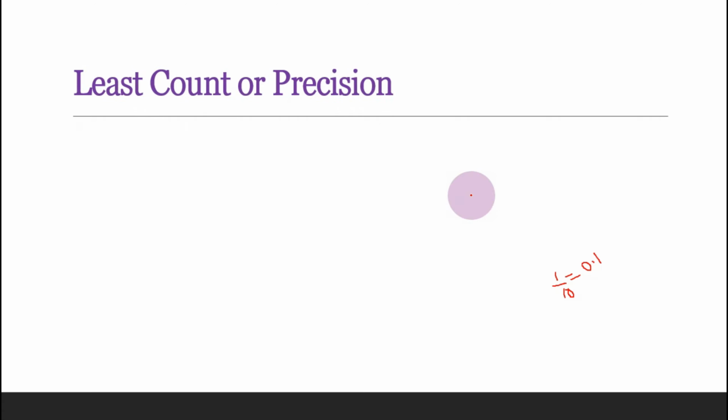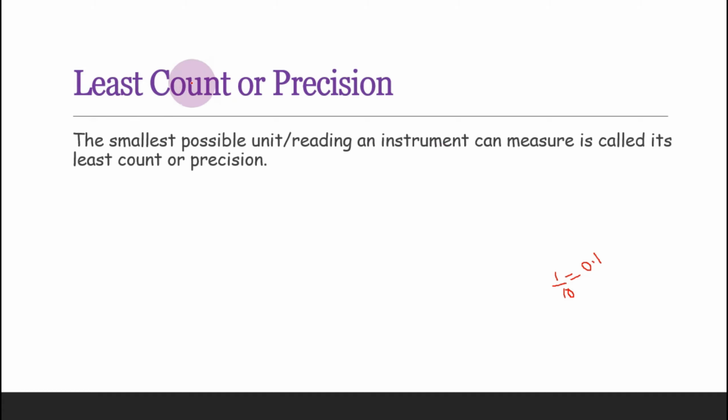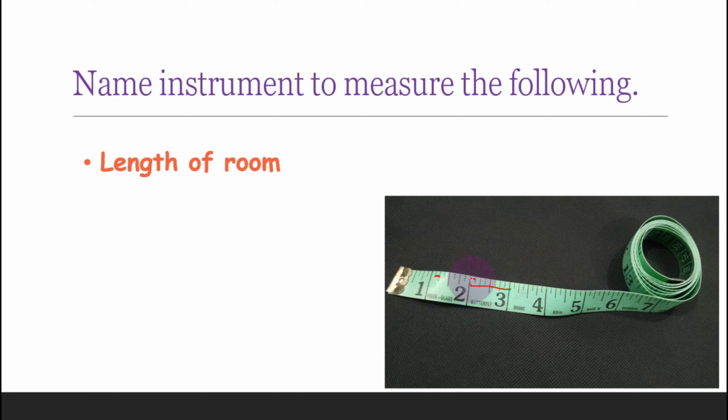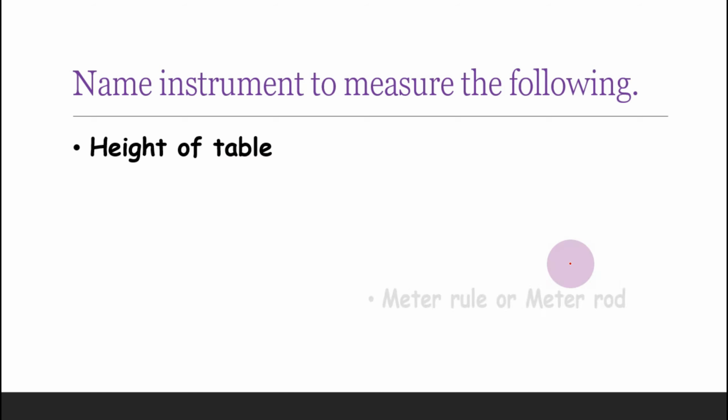Now what is meant by least count or precision? Least count is the smallest possible unit an instrument can measure for you. It's called least count. It means that, like I described on the measuring tape, the smallest reading we can measure is 1 millimeter. So the least count of this instrument is 1 millimeter.